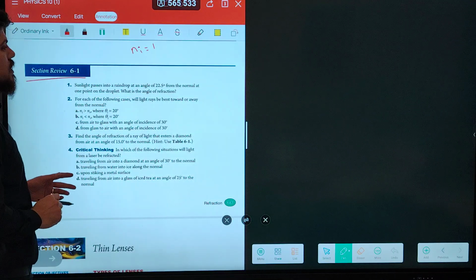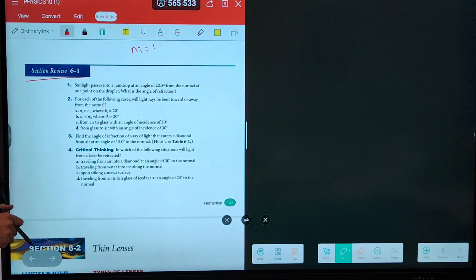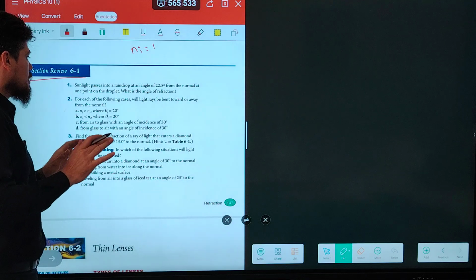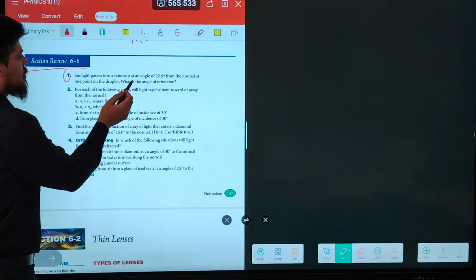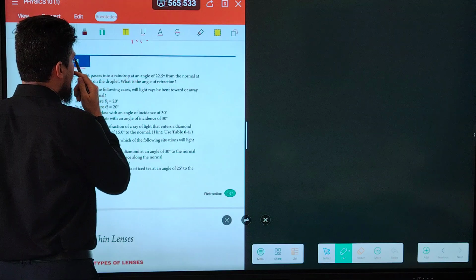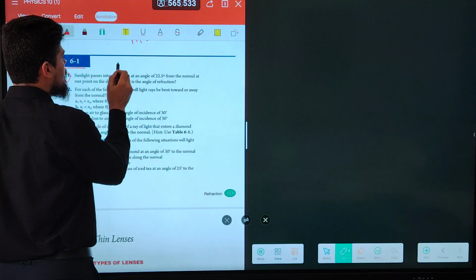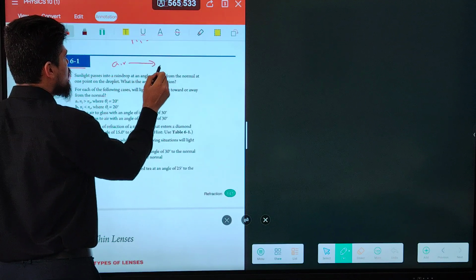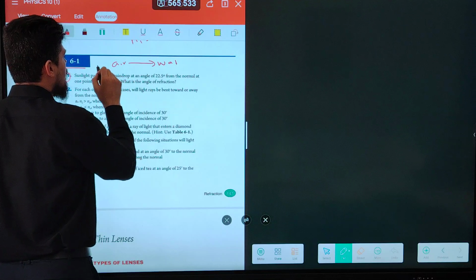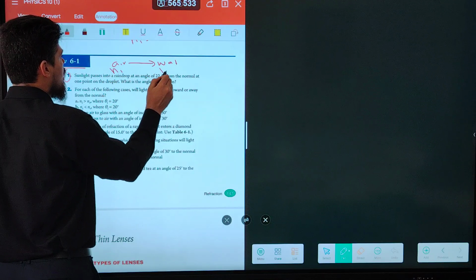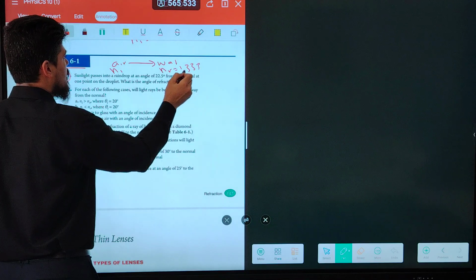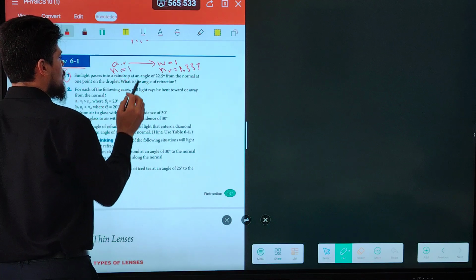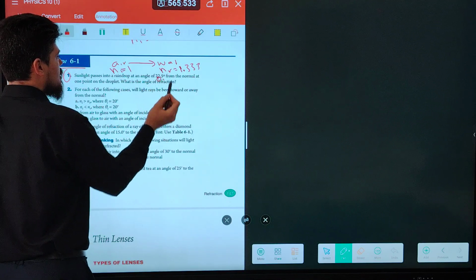Section review, the questions of the section review in this section, section 1 in chapter 6. We finished this section. Now we're going to solve the questions of the section review. Sunlight passes into the raindrop at an angle. When the light passes into a raindrop, it means that the light travels from air to water. Index of refraction for air Ni is equal to 1. Angle of incidence is equal to this.